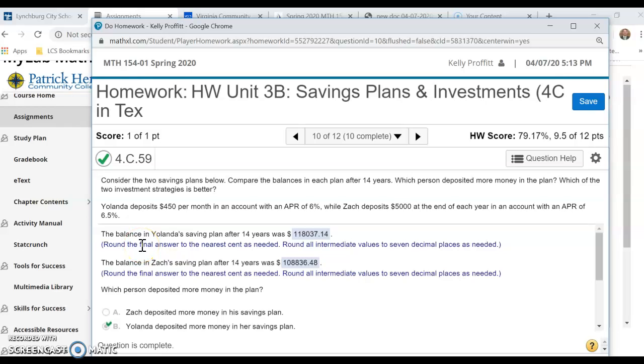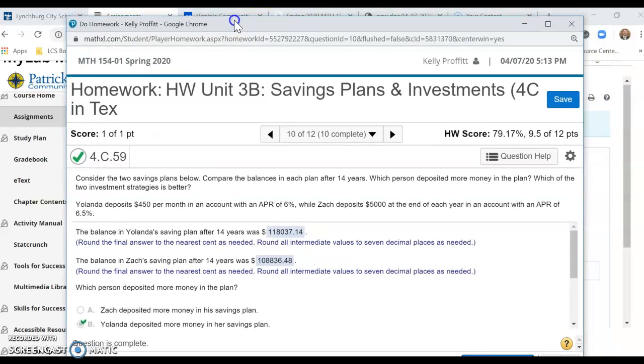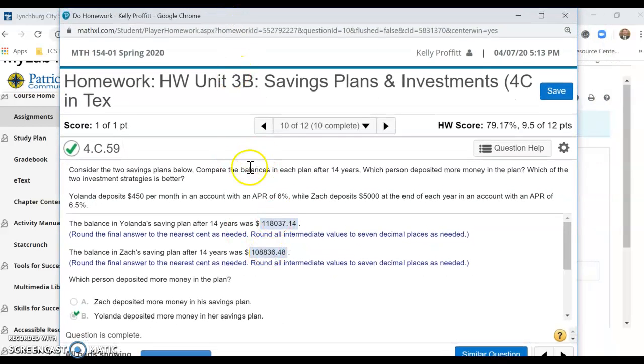Hey guys, I had a question on problem number 10 on section 3B, and this is the one that pulled up on my account. Pay attention to make sure your numbers are the same. Your numbers are different. You'll have to substitute in the numbers they give you.